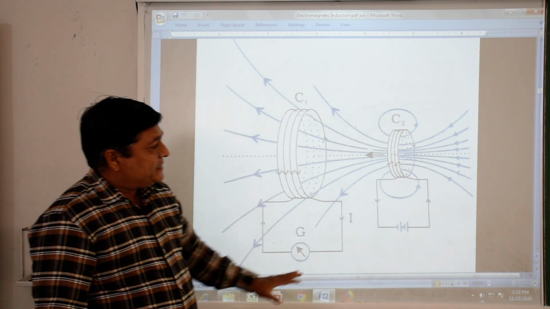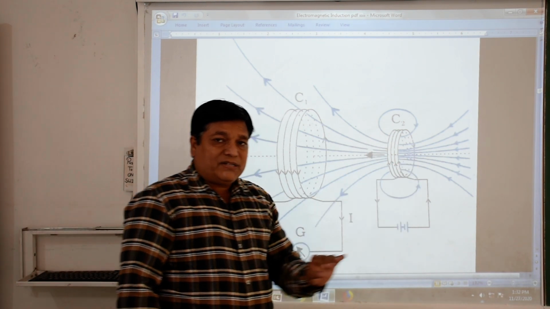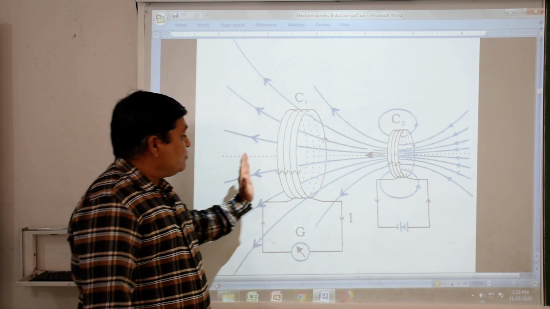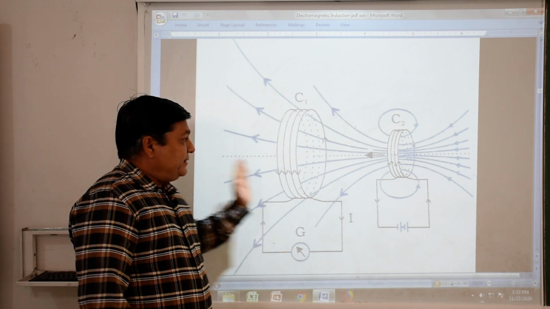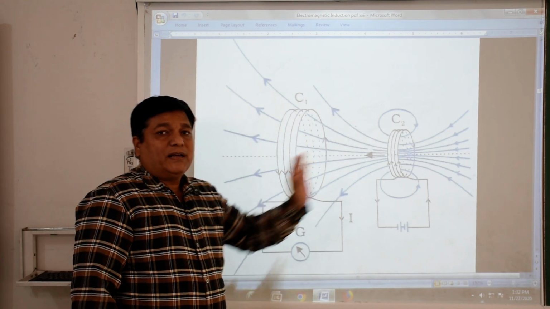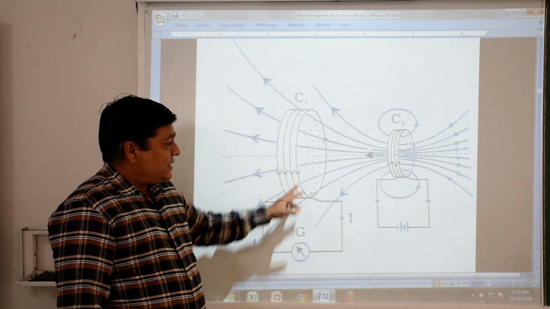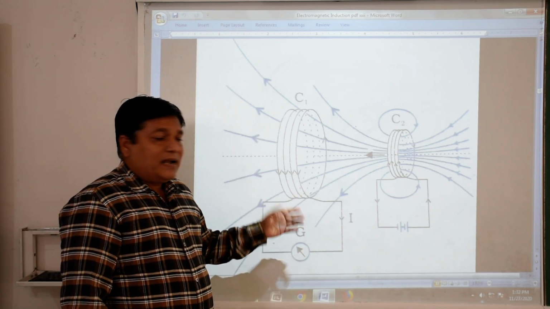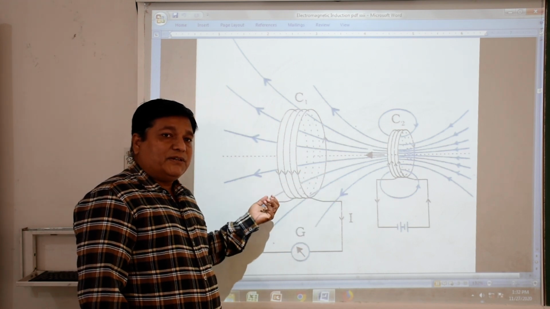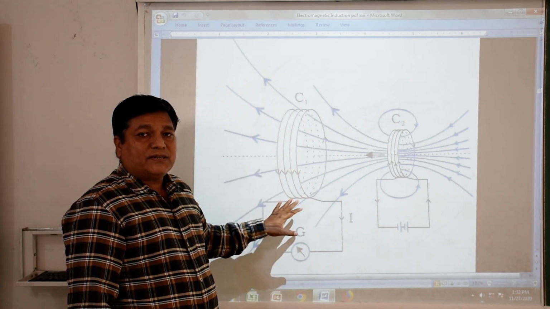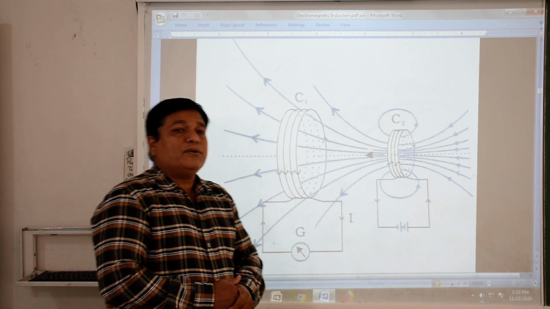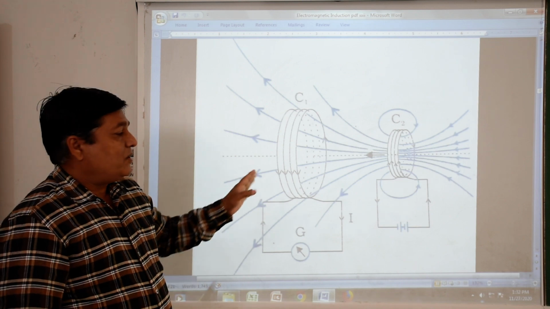Suppose we fix this C2 coil, in which steady current is flowing through the battery, and we move the C1 coil. When it is moved towards the C2 coil, during its motion we can find current in this coil, and when it moves away from the C2 coil, we can also find current flowing through this coil. In this way also, induced current will flow through the coil.